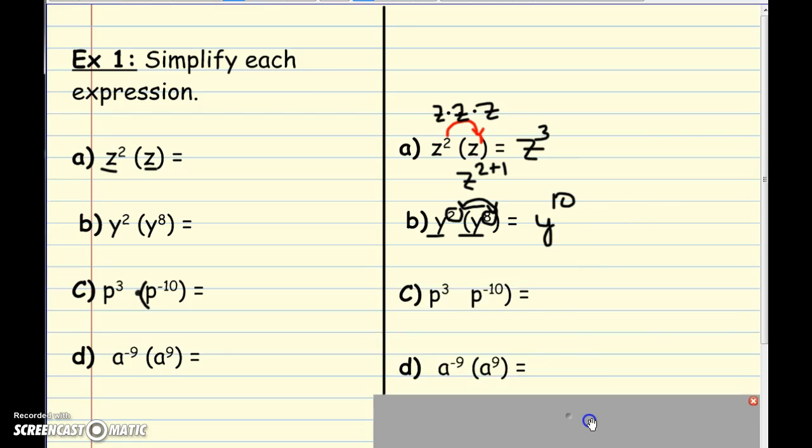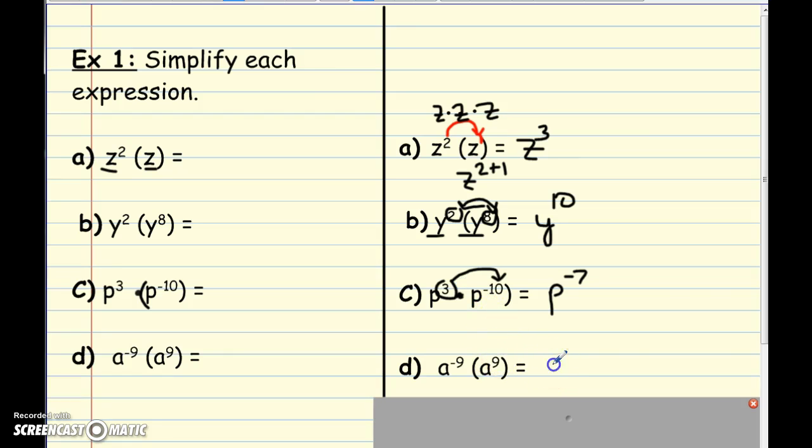Okay, we're back here with C and D, and we have p to the third times p to the negative 10th, and if I was doing this problem, I would get p to the negative 7th for letter C. Again, once you recognize that the variables or the bases are the same, you can simply add those two exponents together. And we just got done reviewing 3 plus negative 10 is negative 7.